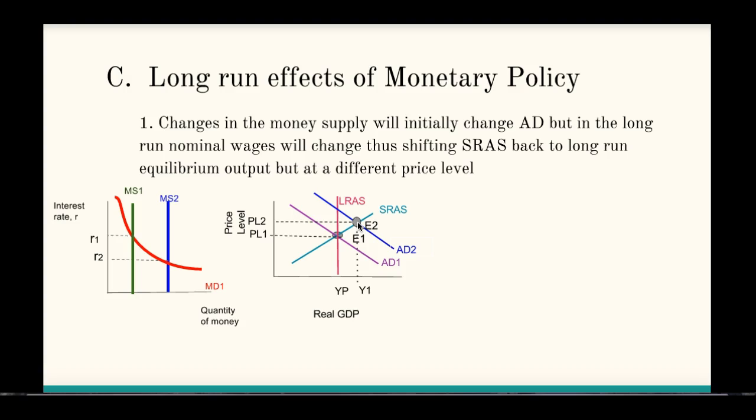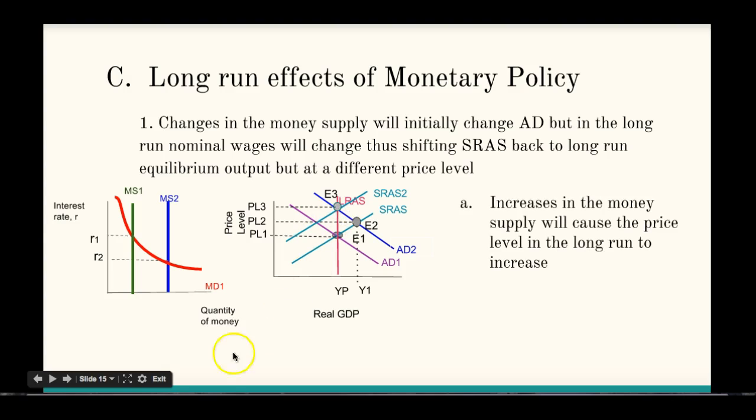In the long run, eventually wages will also follow. Because the price of everything is going up, eventually workers will say, wait a minute, it's costing me more to buy all this stuff, but my wages haven't changed. I need a raise. As a result, nominal wages will increase, and when nominal wages increase, our short-run aggregate supply curve will move to the left. So now in the long run we go from E1 to E3. Notice that our GDP stayed the same. We're still on this YP, potential GDP, but our price level has increased.